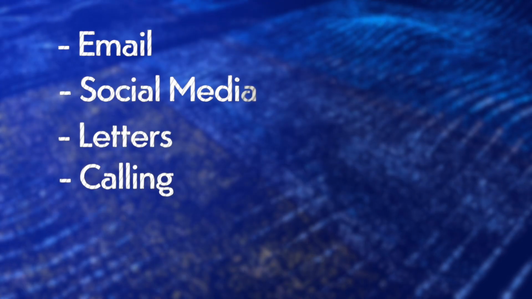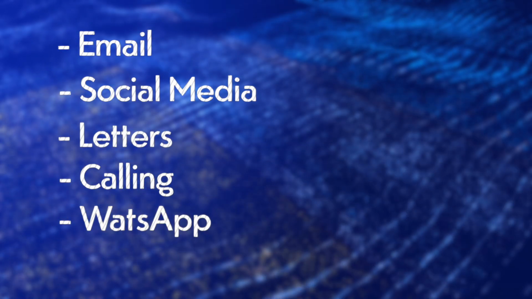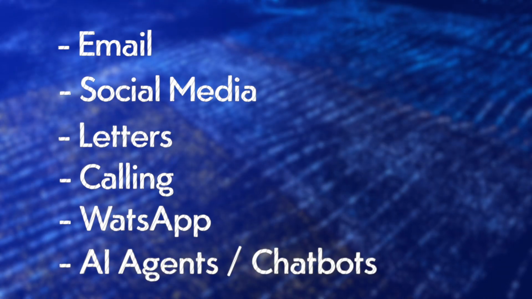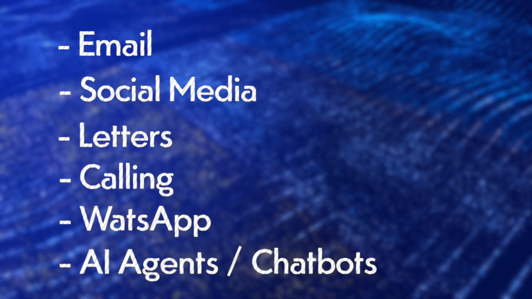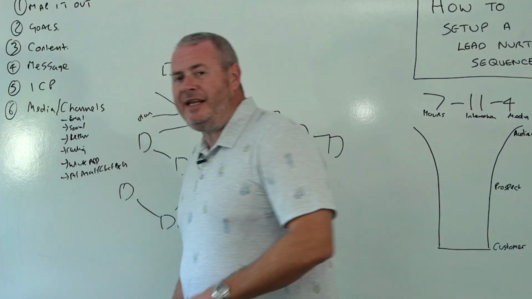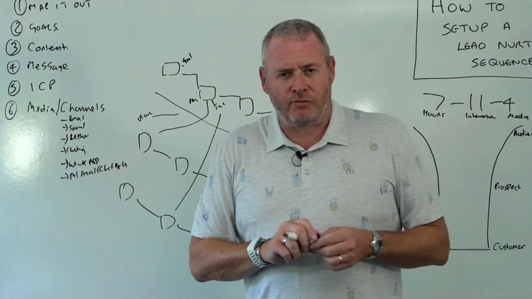But you've also got other channels that are coming into play now. For example, WhatsApp is proving very popular in terms of engaging with people. Or you can even start to think about using AI agents or chatbots to engage as well. All of these are different automated methods that can be used to nurture the prospect through a process.